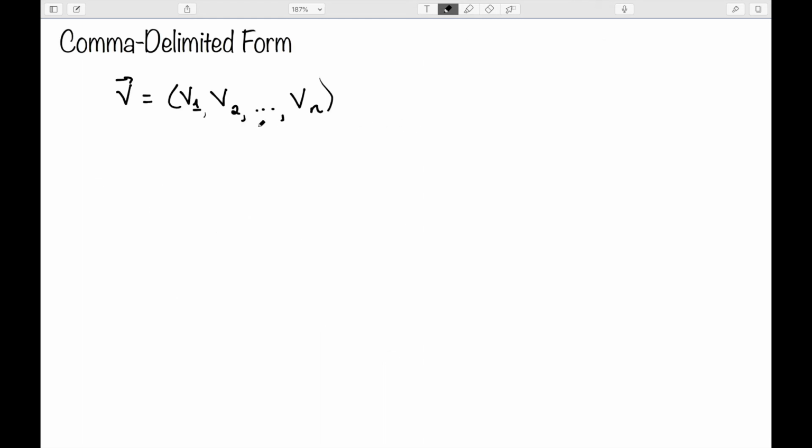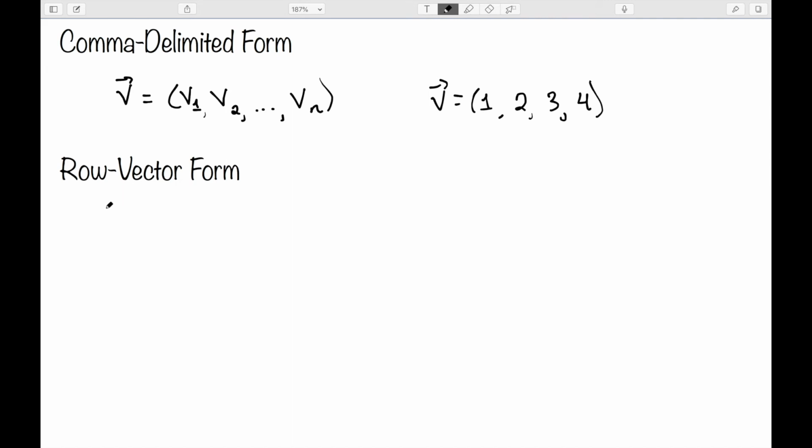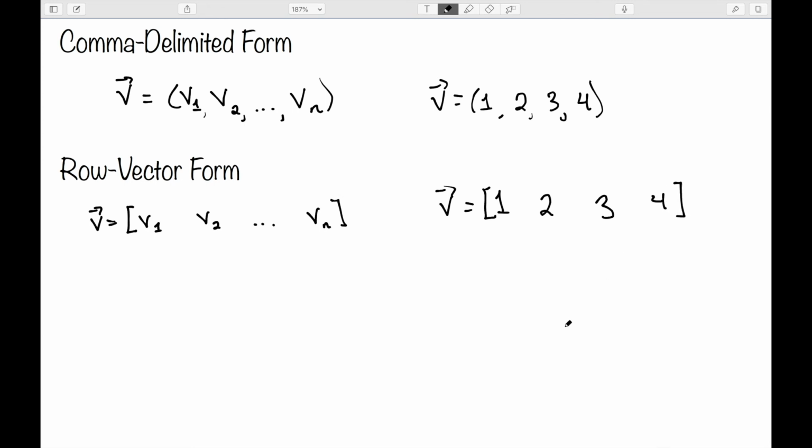Whenever I write vectors in this form where I just refer to their terminal point, this is known as comma delimited form. As an example, we could have a vector that looks like 1, 2, 3, 4. Sometimes we want to write it in what's known as row vector form. In this case, we use square brackets and we just list the points in a single row with no commas. For our example, we would do a square bracket 1, 2, 3, 4. So this would be our row vector form.